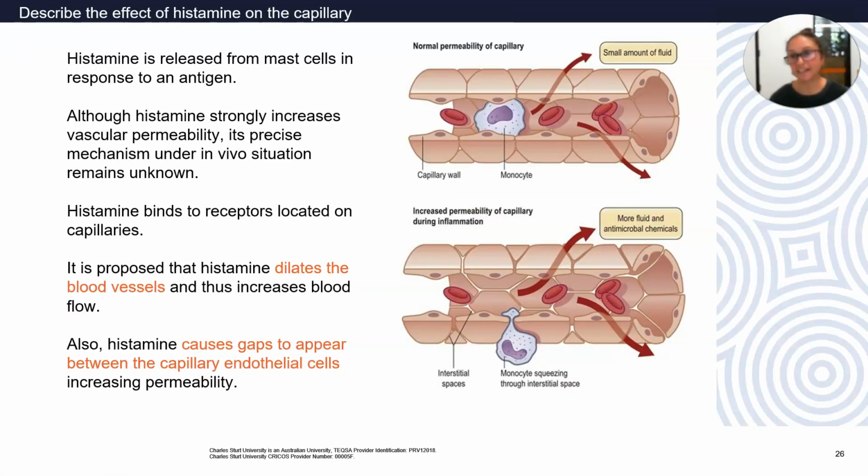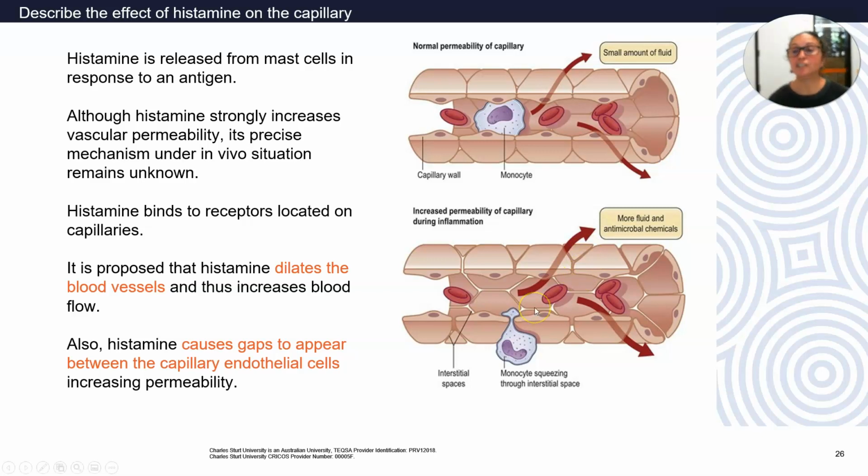Okay. Oh, one more thing. So let's talk about histamine. Histamine is a molecule that is released by cells called mast cells. Now, histamine acts on the capillary. Let me just show you what it does. When histamine binds to a capillary, it does two things. The first thing it does is that it makes the diameter of that capillary bigger.